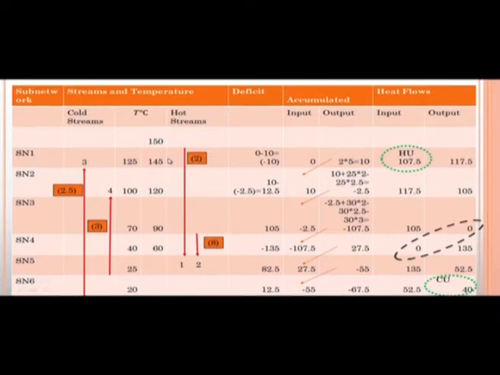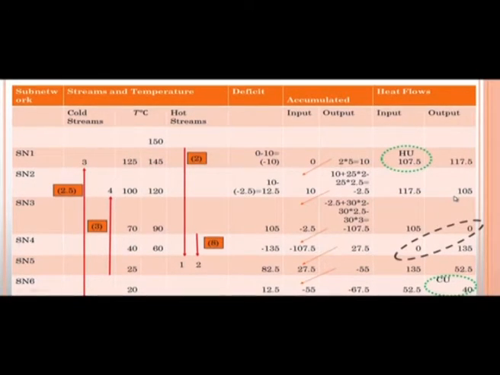So, you see we are getting some sort of subnetworks. In the first subnetwork there is only one stream that is changing its temperature from 150 to 145. In the second network we have two streams, one is changing its temperature from 145 to 120, another is changing its temperature from 100 to 125. Similarly, we can identify the other subnetworks. Okay. Now, we go to the solution, some sort of a calculation.